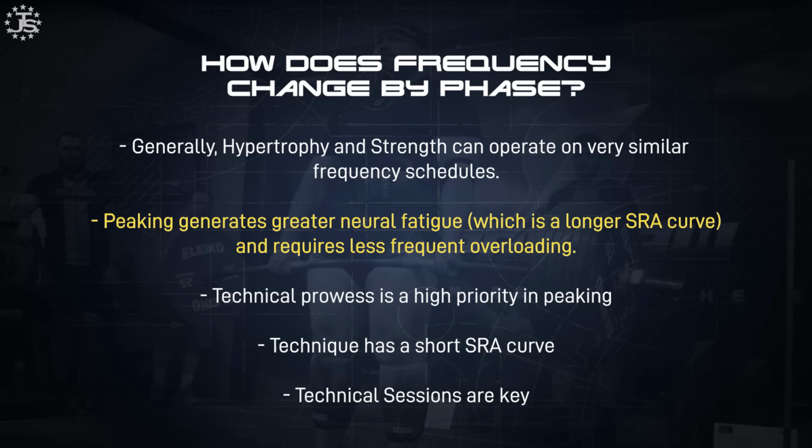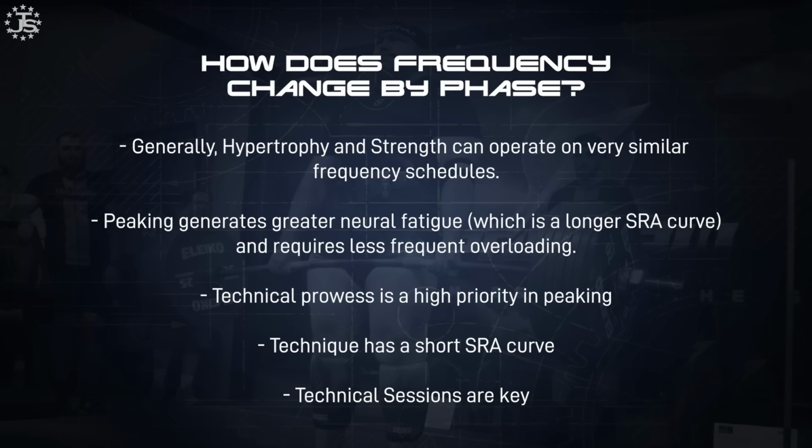Though when you get to peaking, the neural SRA curve gets particularly long there because you're lifting the heaviest weights, 85% plus, 90% plus, a lot of fatigue being generated. And if you try and do that too frequently, you're just not gonna be able to lift the weights you need to lift. So very often what I like to do in peaking is turn one of those overloading sessions that we were doing in strength and hypertrophy into a technical session.